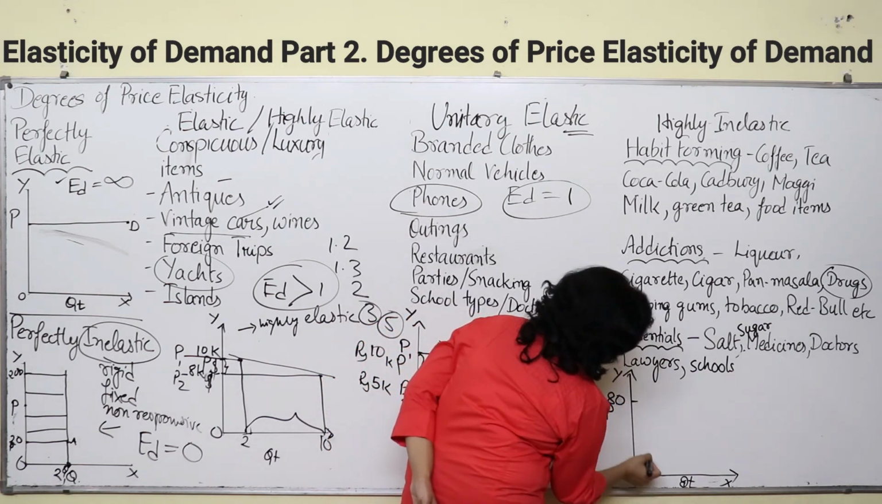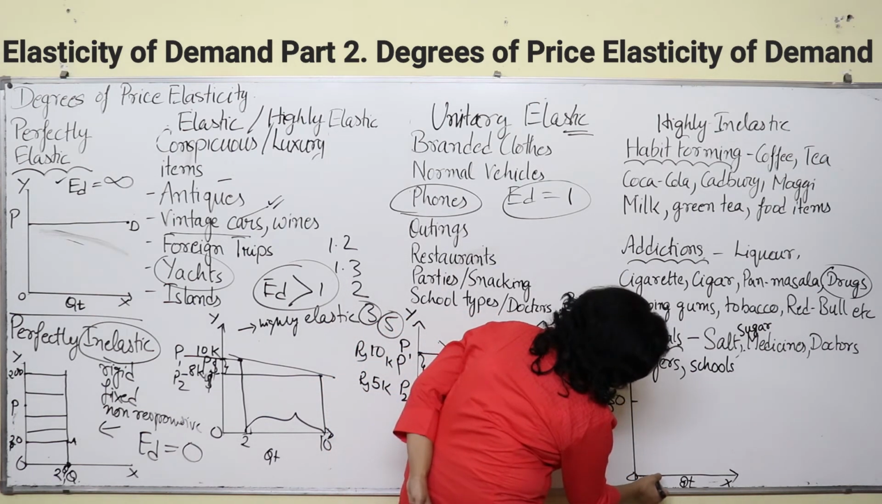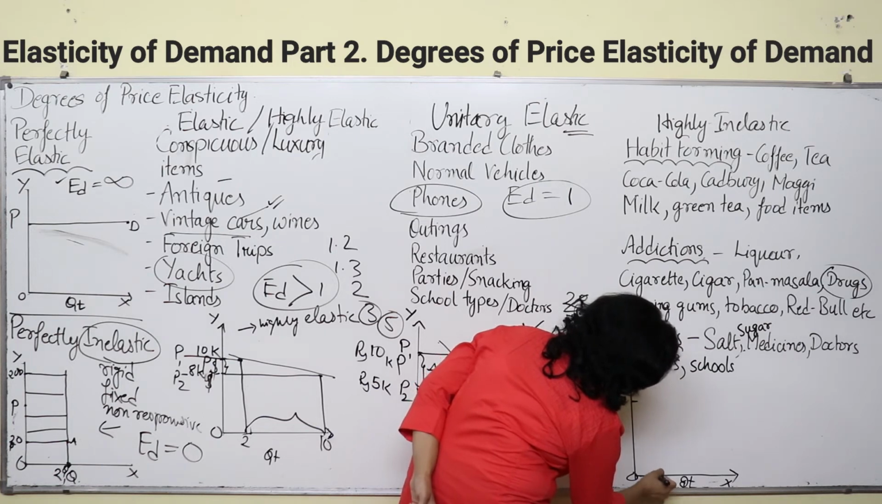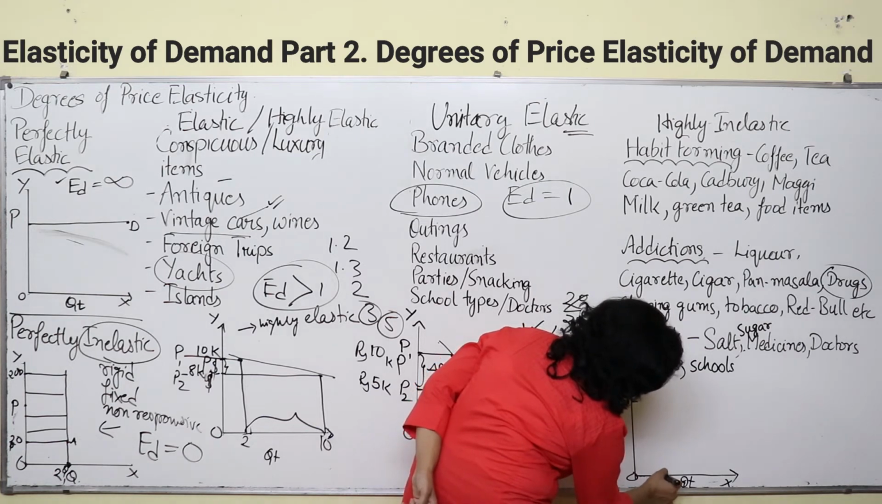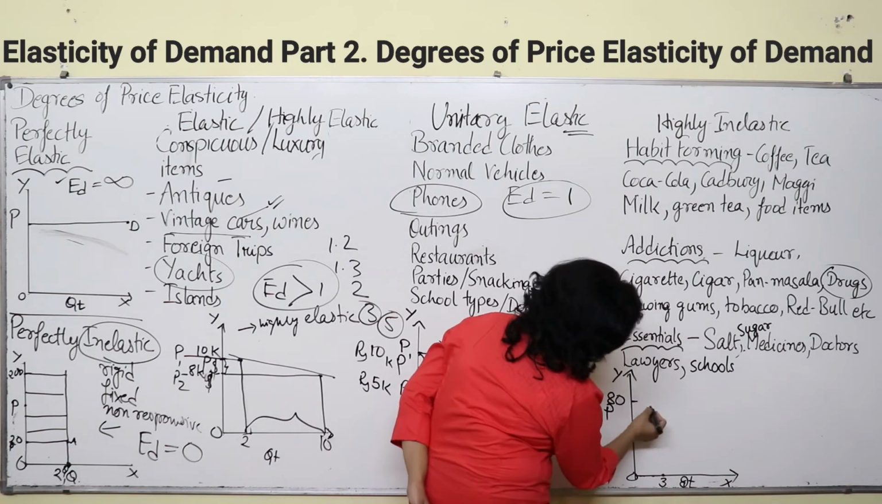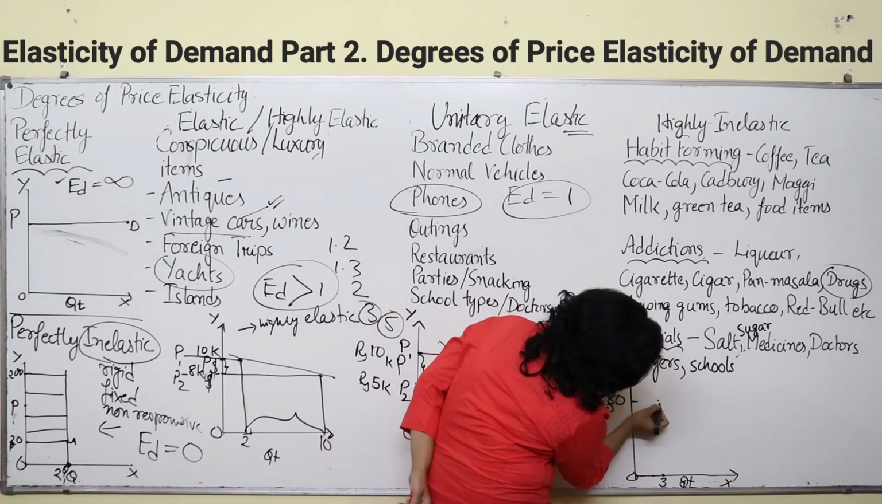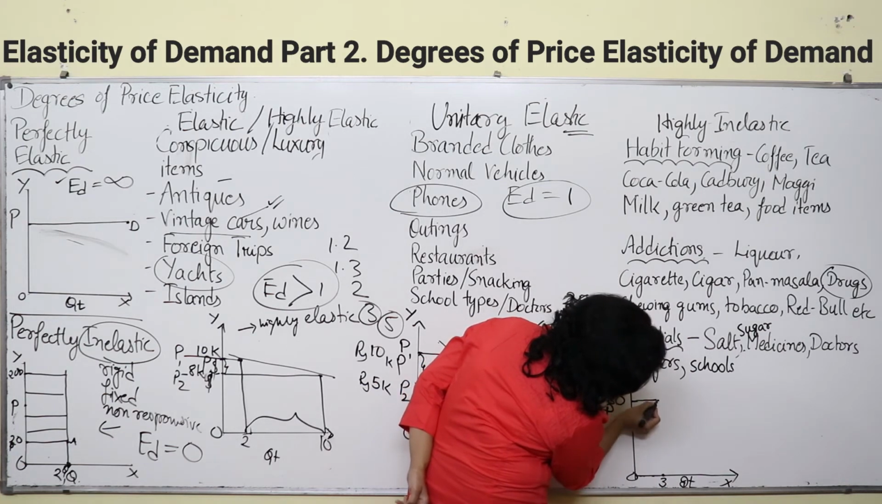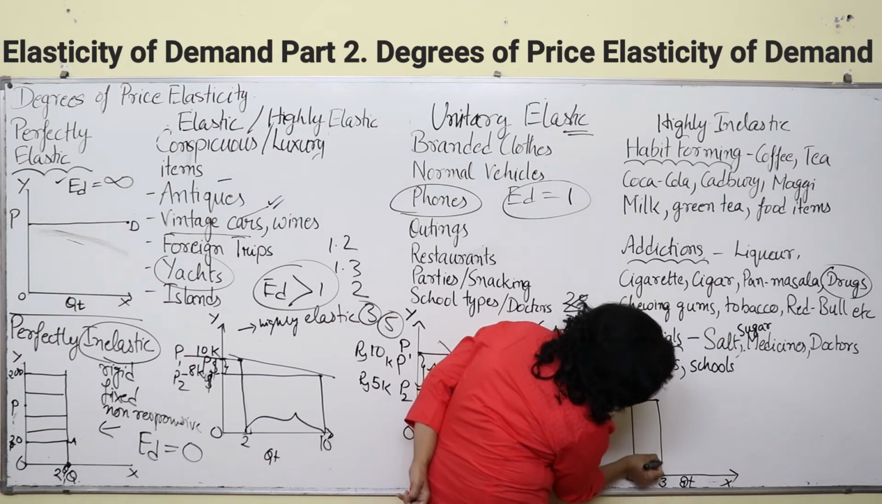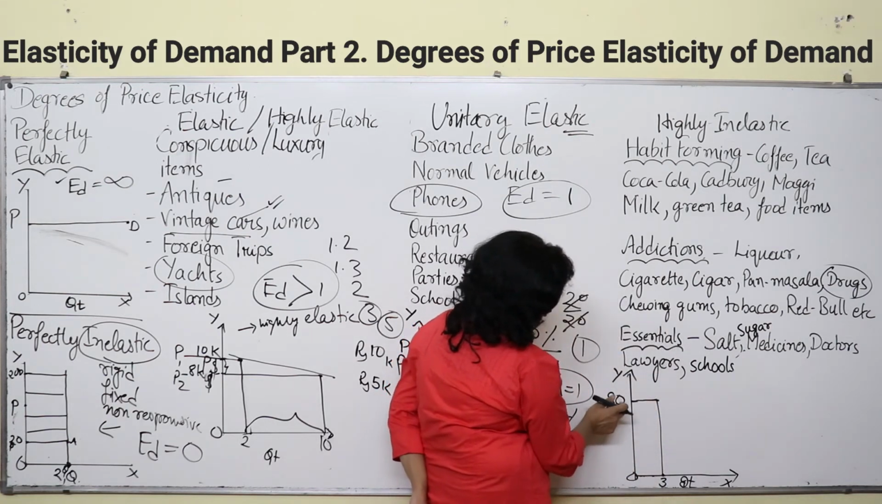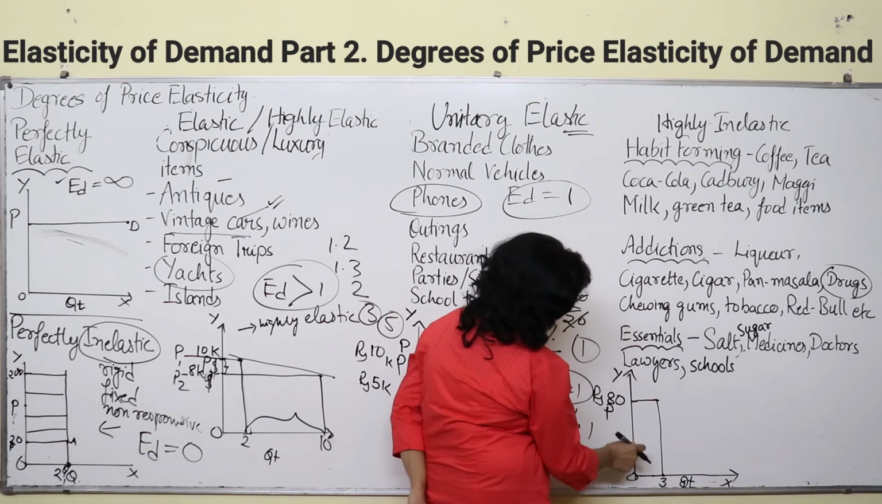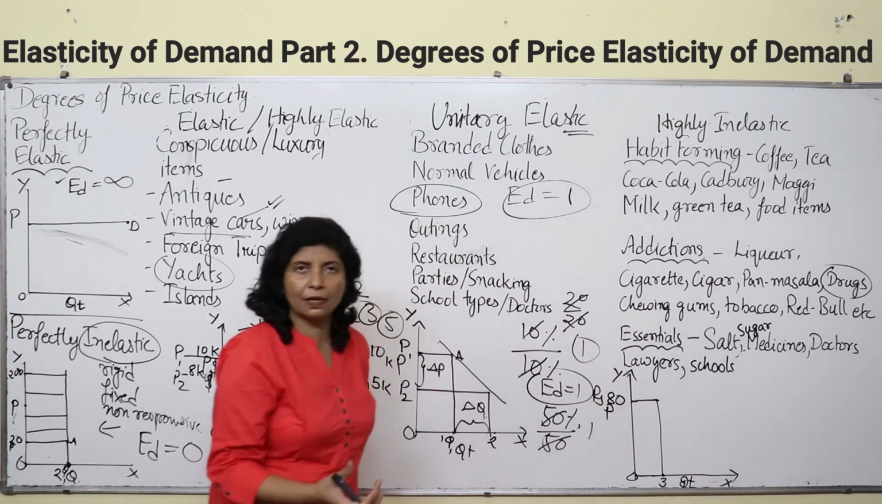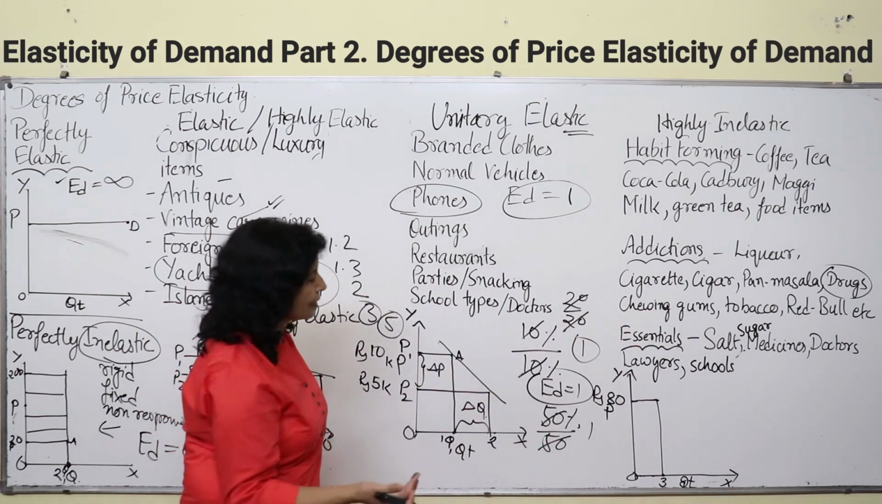At this price we were consuming 3 kgs of milk at rupees 80. So this is the point over here. We'll join these points, the intersecting points. So at rupees 80 we were consuming 3 kgs, or 3 liters, of milk.